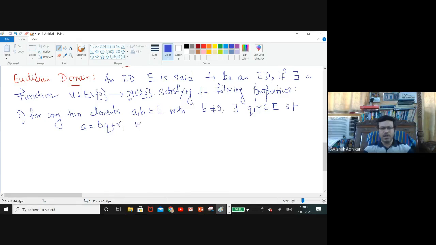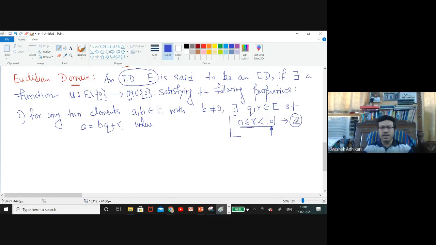Now the second part is interesting, so try to remember what happened for Z. In case of integers, the remainder should satisfy 0 less than or equal to R, less than mod of B. Now the question is how to explain the whole thing in terms of an arbitrary integral domain. Here E is my arbitrary integral domain, and these notations we usually use for Z. So how do I have similar concepts here? That's why, to have a similar concept, we consider this u function. So u is called the valuation function of the Euclidean domain.